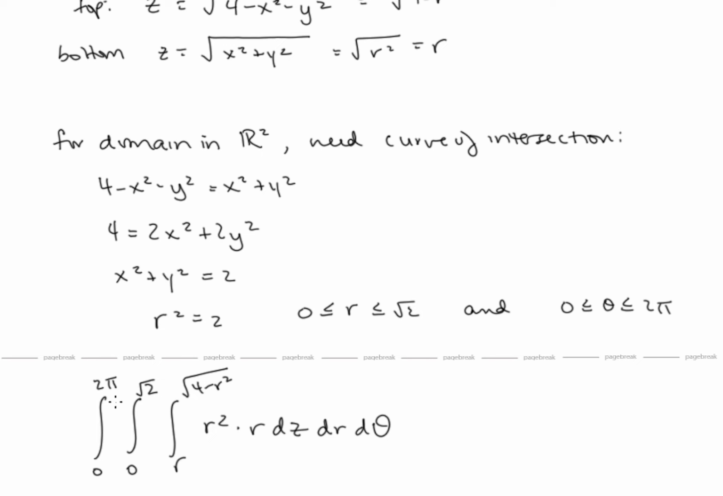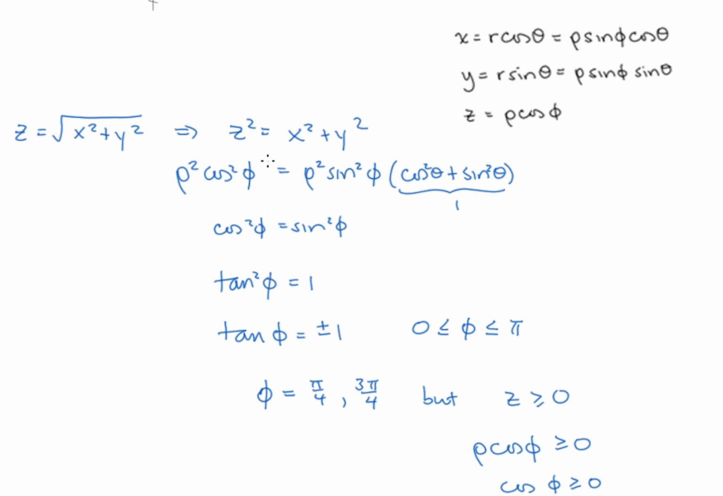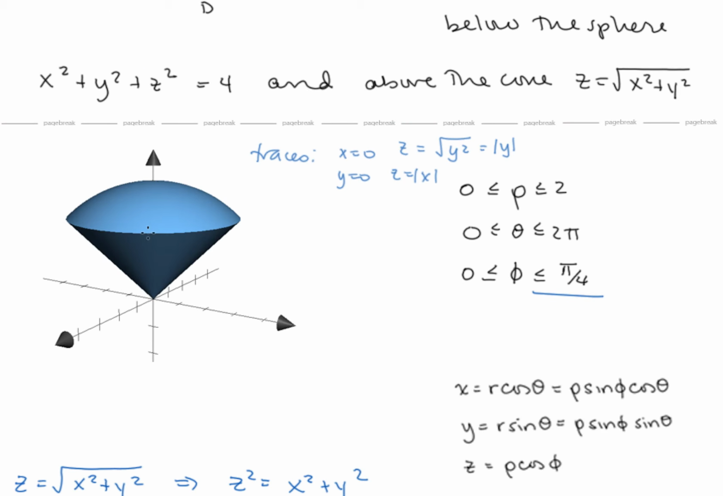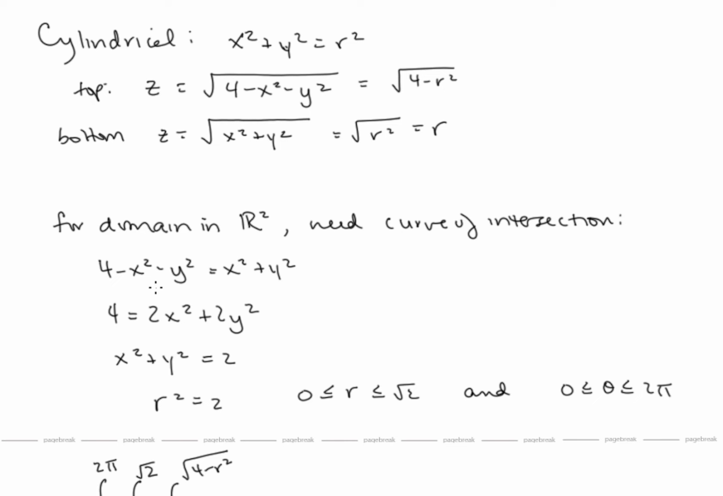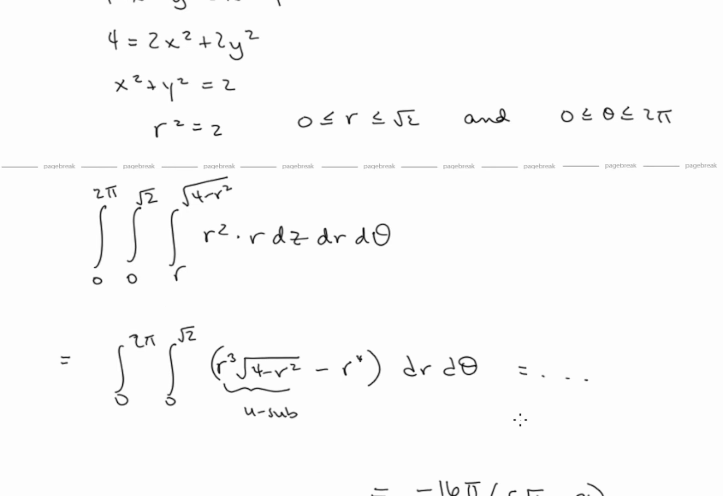Now to find our bounds on r and theta, we need to consider the domain in R2. So what we need is the curve of intersection here, because that's going to define for us the domain in R2 over which we integrate. So setting the equations for the sphere and the cone equal, I've got z squared here equal to z squared here, gives us r squared is equal to 2, and so we know that r goes from 0 to square root of 2. And with that, theta goes from 0 to 2 pi. So those are the bounds on our integral in cylindrical coordinates.